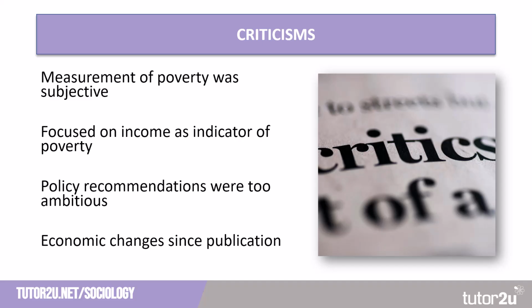While Townsend's approach was comprehensive, some critics believe that he still placed too much emphasis on income as the primary indicator of poverty. Critics argued that other factors such as social networks, community support, and personal resilience also played crucial roles in determining an individual's quality of life.